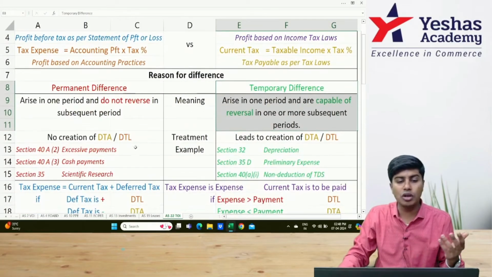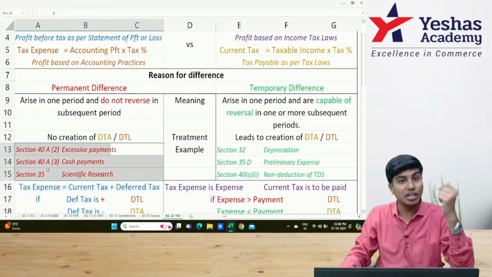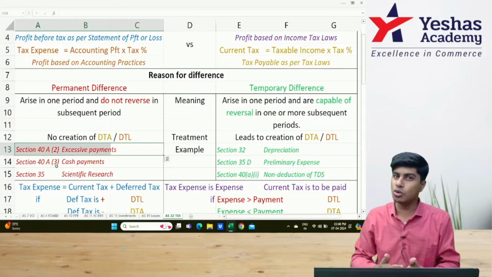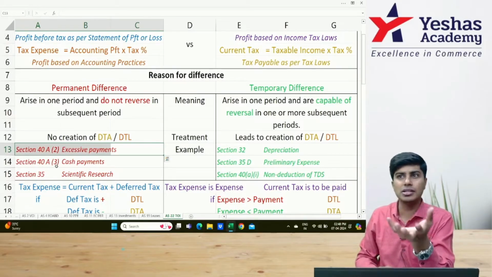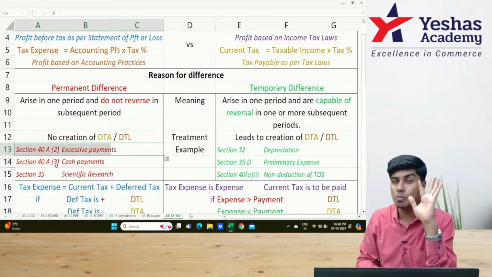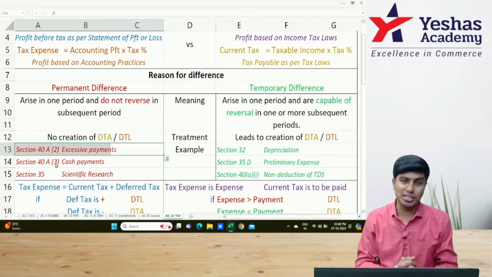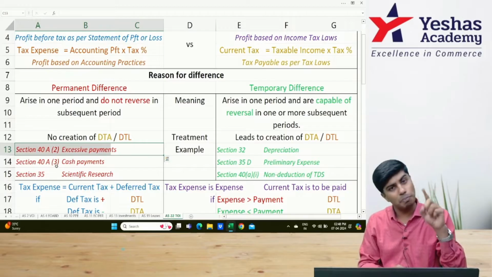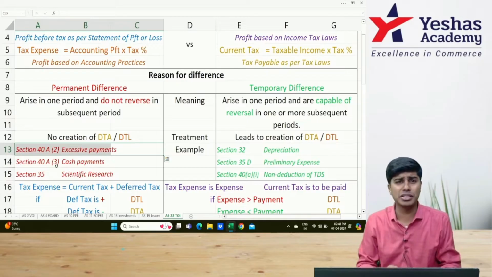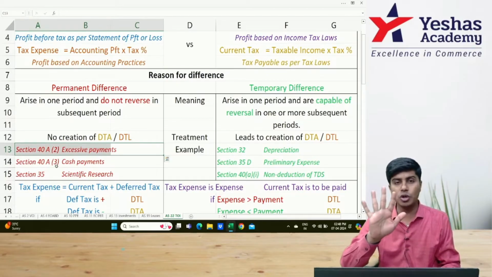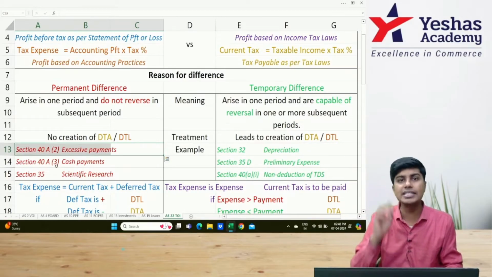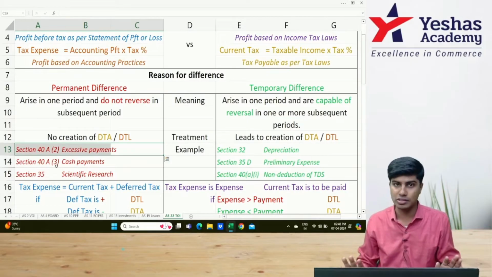Now what is a permanent difference? Examples can be something like 40A2 or 40A3 or 35 scientific research. Under 40A2, if you make excessive payments, like you have appointed a clerk who happens to be your relative, he is a person with a skill set which deserves a salary of 15,000. Let's say you give him a salary of 20,000. You made an excessive payment of 5,000. As per accounts, we don't care about excessive expense or excessive payment. A 20,000 per month salary will be our expense. However, as per tax, only 15,000 per month is allowed as an expenditure. The 5,000 rupees, which is an expense paid to the employee in excess of his skill and caliber, is disallowed as an expenditure, and this is a permanent disallowance.